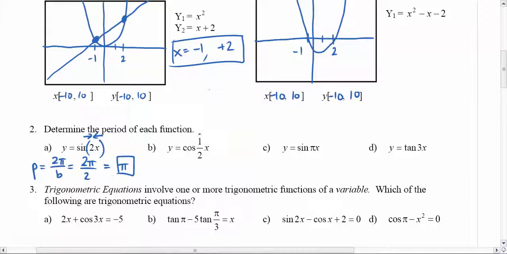Cosine of half x is an expansion. So what is the period of cosine half x? 4 pi. 2 pi divided by a half.